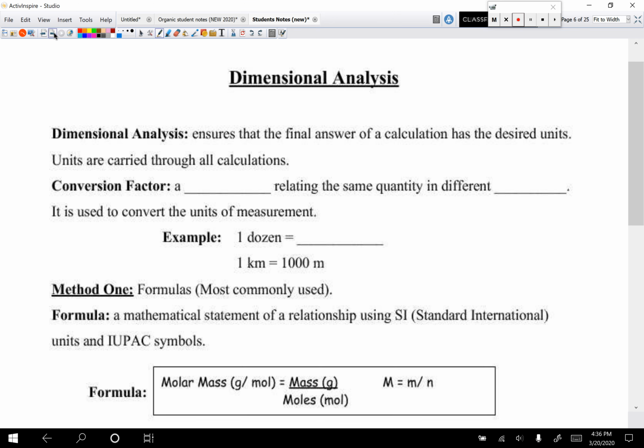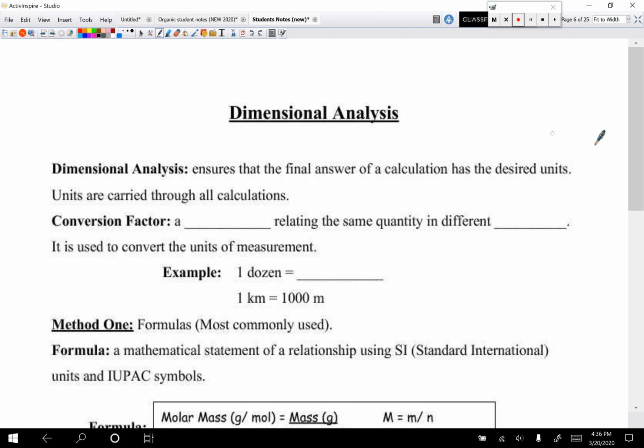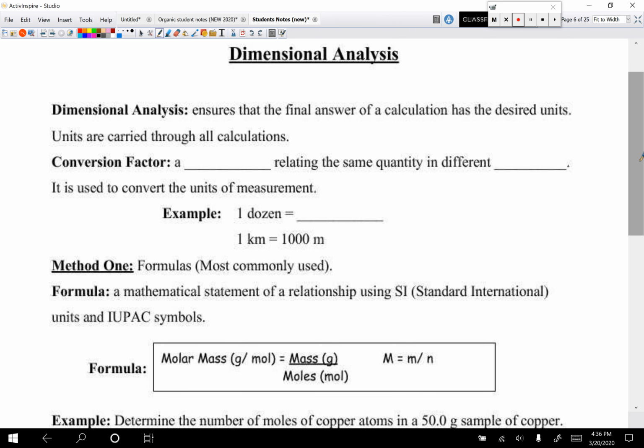And this is just kind of applying all this together to make one cohesive answer, because sometimes you are going to get answers where they are different units, and of course it's like adding meters and kilometers together. You can't really do it. So dimensional analysis is just a form to ensure that the final answer of a calculation has the desired units. That's kind of it.